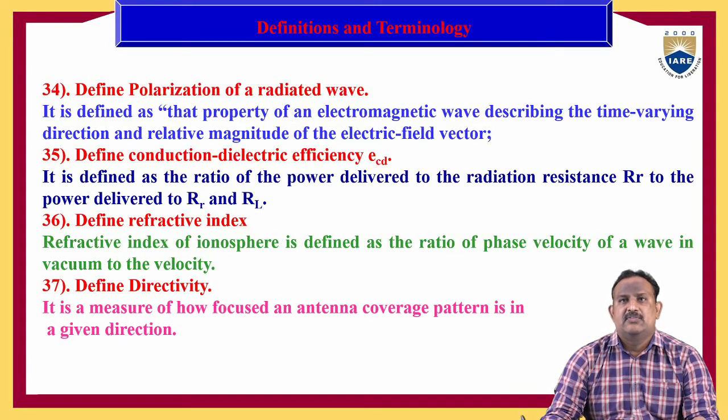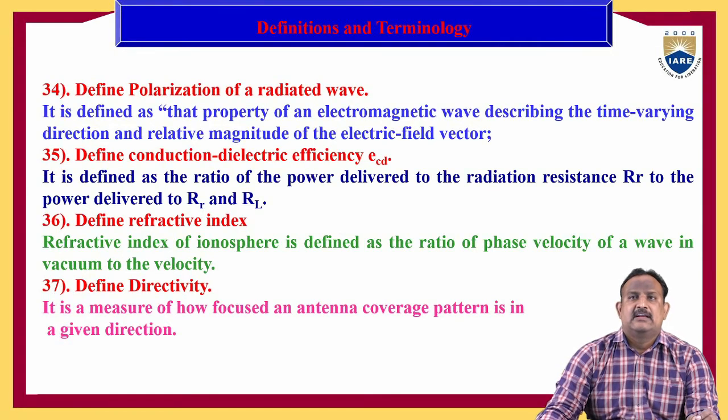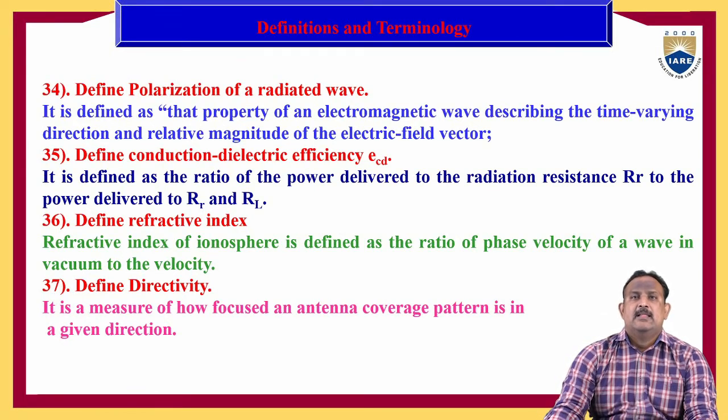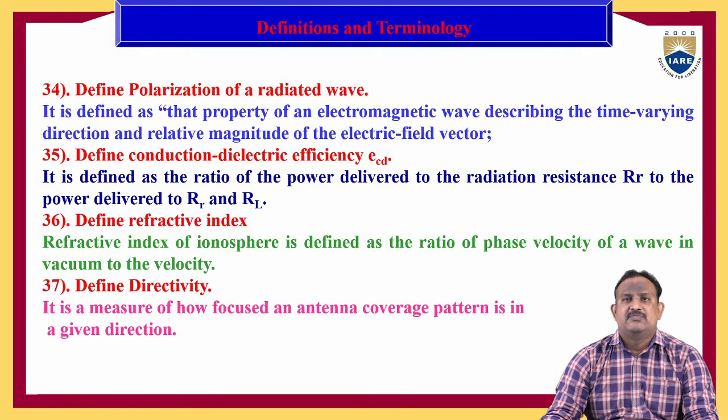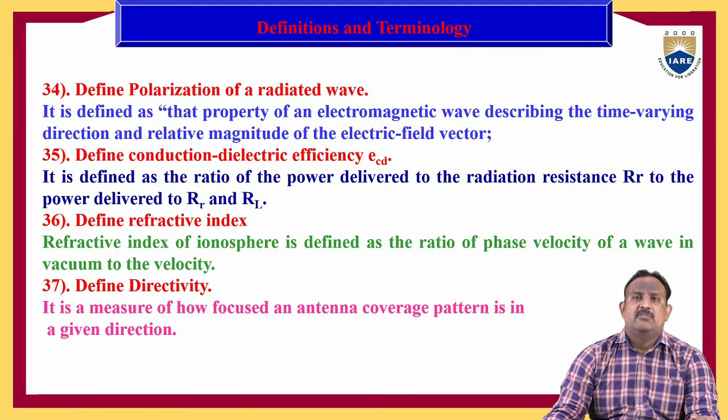Define polarization of a radiated wave. It is defined as the property of an electromagnetic wave describing the time varying direction and relative magnitude of the electric field vector. Define conduction dielectric efficiency. It is defined as the ratio of power delivered to the radiation resistance RR to the power delivered to RR and RL. So it is the ratio of RR to RR plus RL. It is known as the conduction dielectric efficiency.